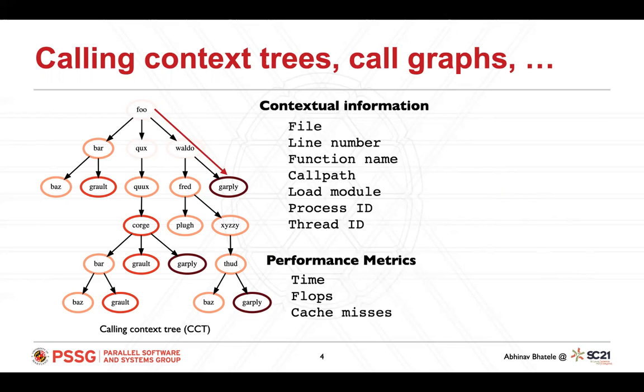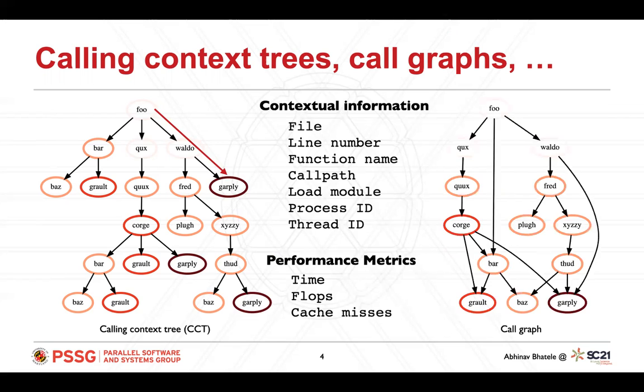The other kind of data that we might have from such tools is somewhat more aggregated compared to a calling context tree. So if we did not specifically record how much time is spent when calling a function in different contexts, but we still recorded the different contexts, we would get a call graph. So if you take a function, let's say Garply, and you merge all the instances of the calls to Garply into a single node, you get a call graph from a calling context tree.